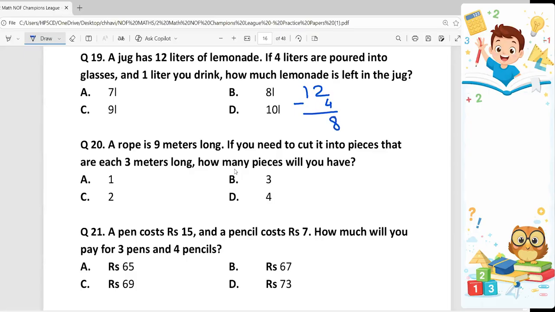And from this 8 liters, I have drunk 1 liter. So that means the remaining one is 7. 8 minus 1 is 7. So 7 liters of lemonade is left in the jug. Option A.